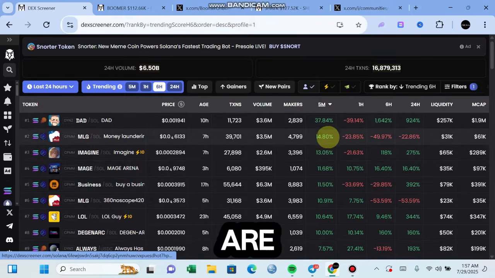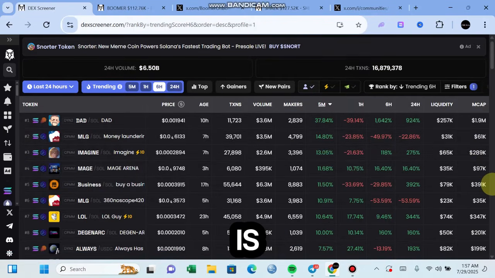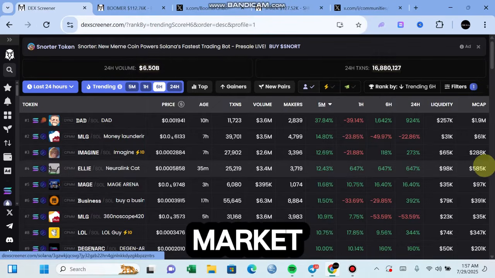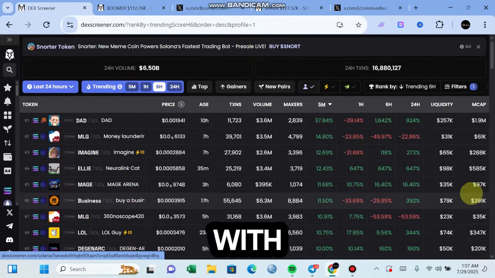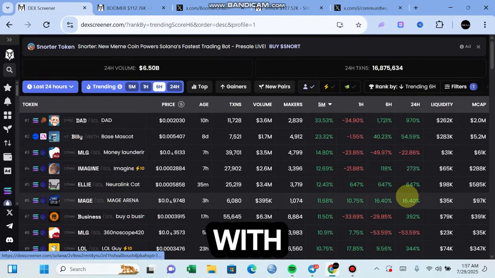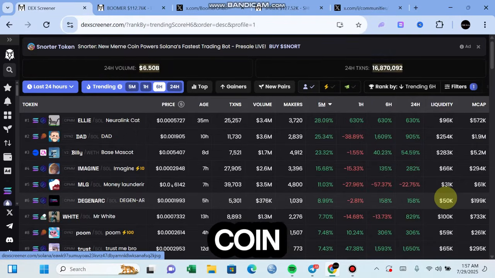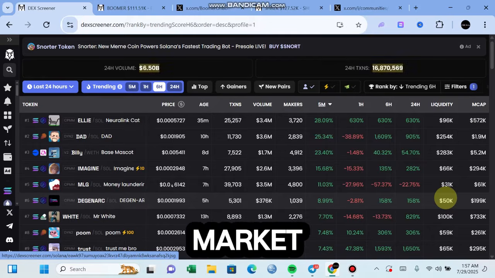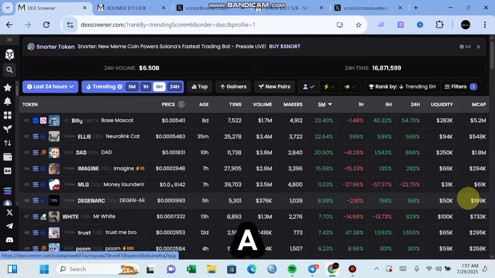You can see these particular coins are quite doing well in the last 5 minutes and the market cap is quite small. The reason we are going for coins with smaller market cap is because memecoin basically deals with market cap. If you buy a coin with small market cap and that particular coin increases in price, you're going to make much more money than if you buy a coin with bigger market cap, because it's going to be easy for a coin that is less than 1M.